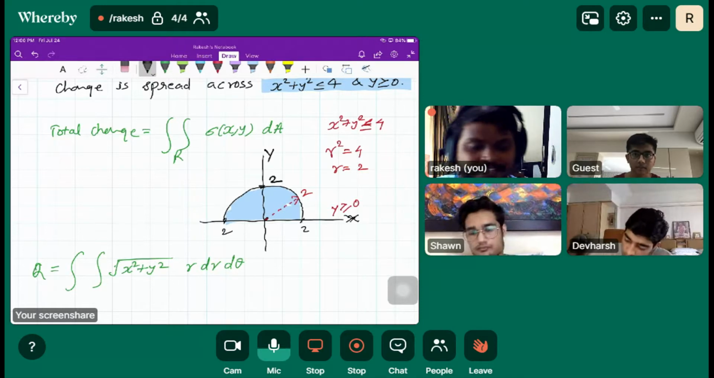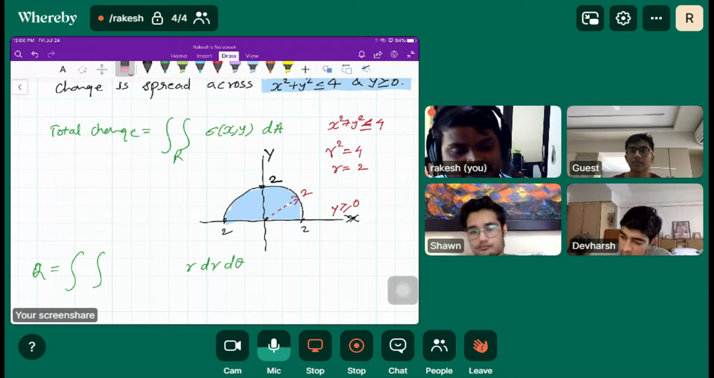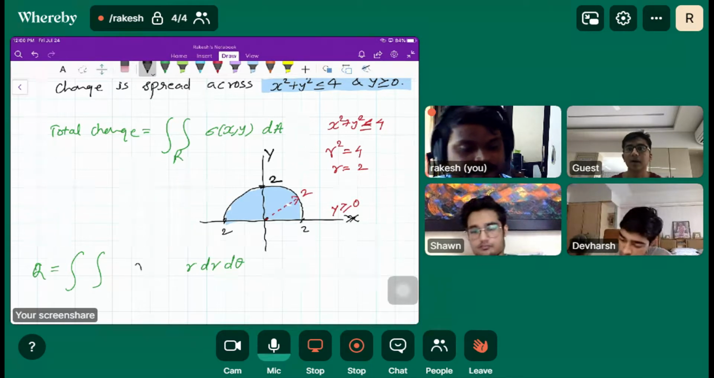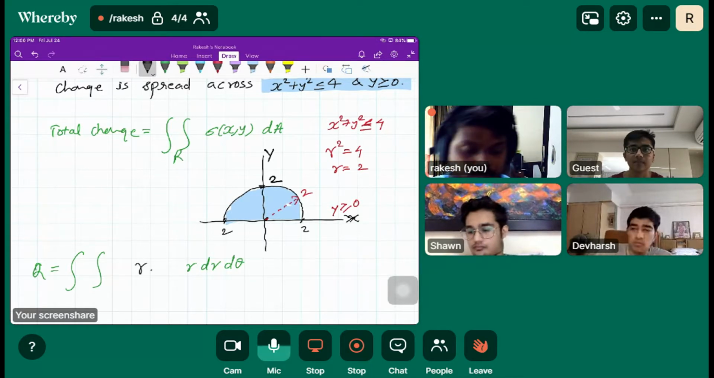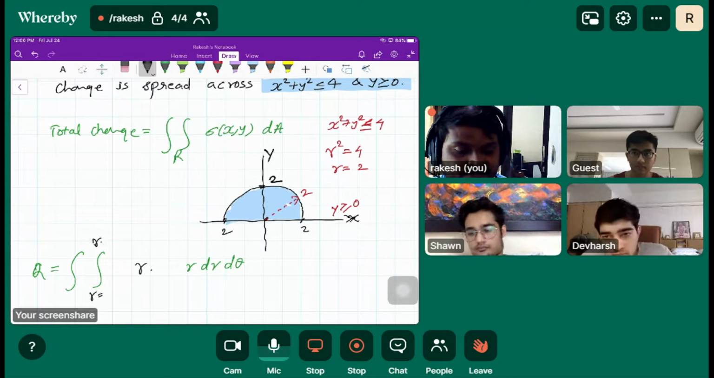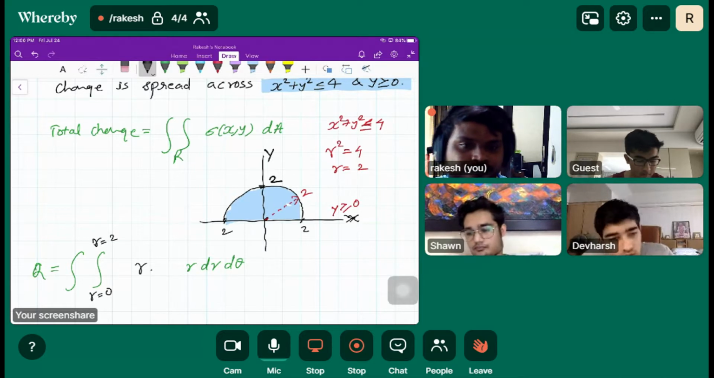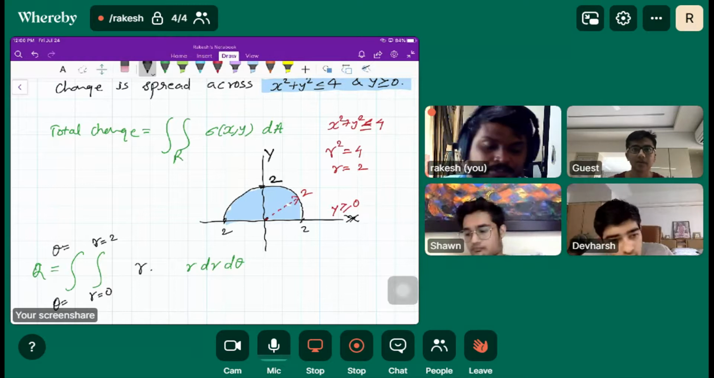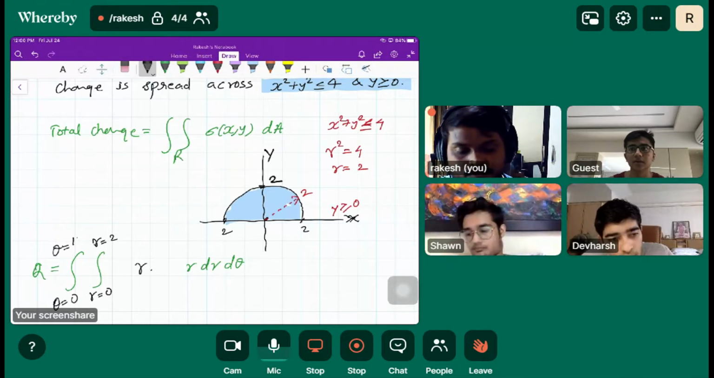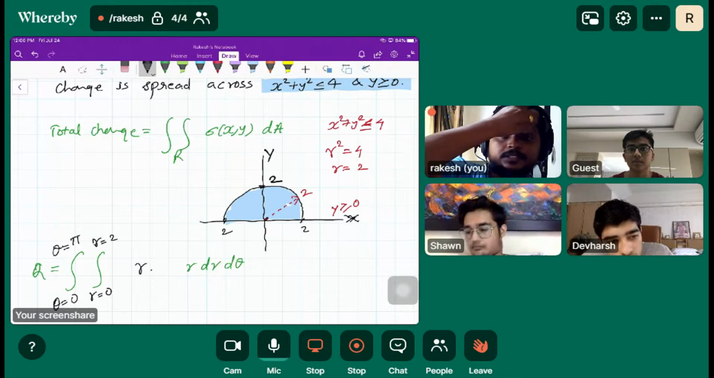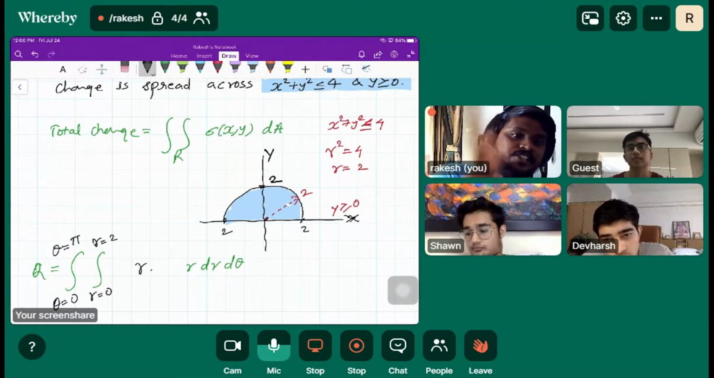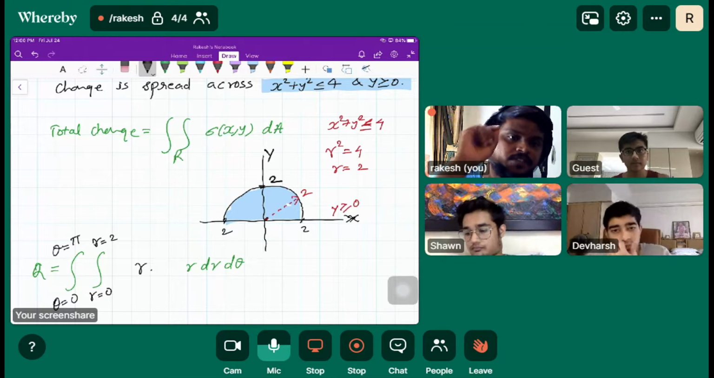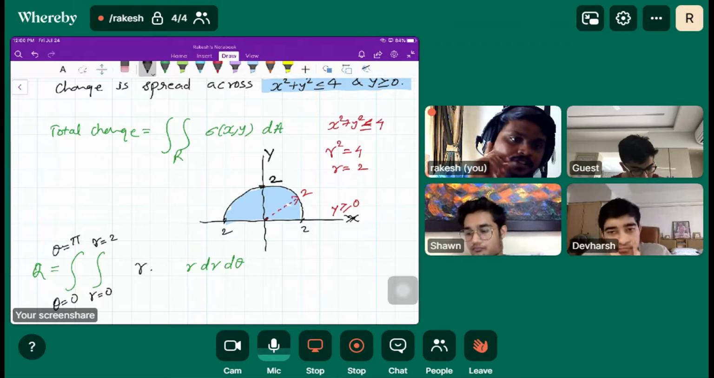We can convert root x square plus y square into r, so that becomes r. What about the limits? The inner integral for r is 0 to 2, and the outer for theta is 0 to pi. Or you can take 0 to pi by 2 and multiply by 2, because the region is symmetric. You should always verify whether the region is symmetric or not.